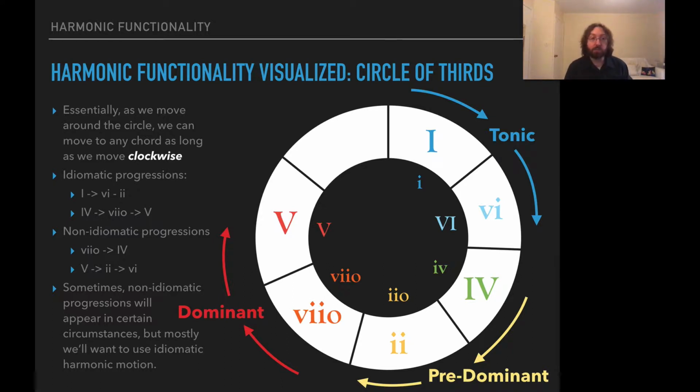So for instance, we could have 7 diminished moving to 4. Again, if we're in D major, we sound like that. And if we have 7 diminished moving to 4, it sounds a little bit funky. It doesn't seem quite as directed. Or if we went 5 to 2 to 6, we are in D major. Here's 5, then to 2, then to 6.